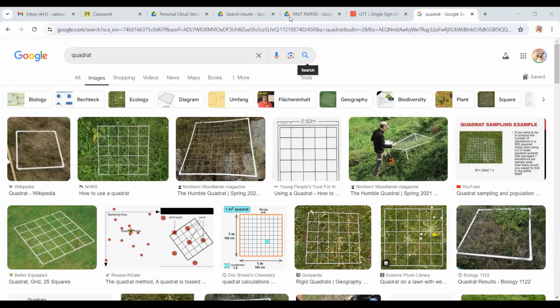So I'm going to play a short video here based on quadrats and the use of quadrats, and then I'll go on to the next one for you guys. Give me a minute.